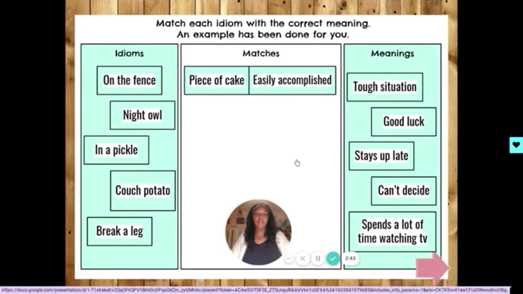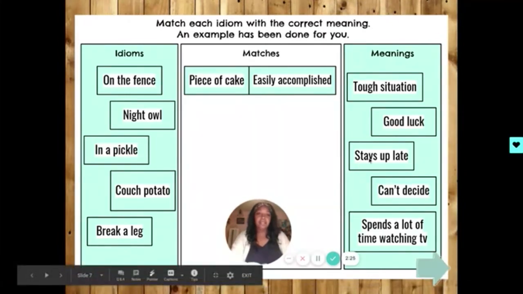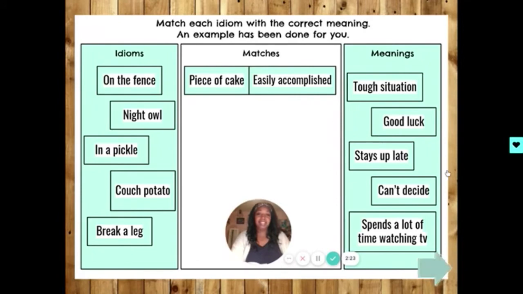Now, I need one more before we move on. Yes, a night owl. Can somebody please tell me what a night owl is? Jamil. Yes, good choice. You are a night owl. What does that mean? It means that you stay up late. Ooh, during the summer, you must have been a real good night owl. Yes, so a night owl means that you stay up late. Good job. Now let's move on.